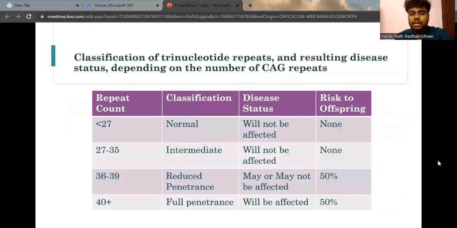This slide demonstrates the classification of trinucleotide repeats and resulting disease stages depending on the number of repeats. As you can see in this table, if the repeat count is less than 27, or it ranges from 27 to 35, the person will not be affected and the risk to offspring is zero. But if the repeat count ranges from 36 to 39, it is called reduced penetrance. The person may or may not be affected, and the risk to offspring will be 50%. If the repeat count exceeds 40, it is called full penetrance. There is no doubt about the disease, the person will be affected, and the risk to offspring will be 50%.